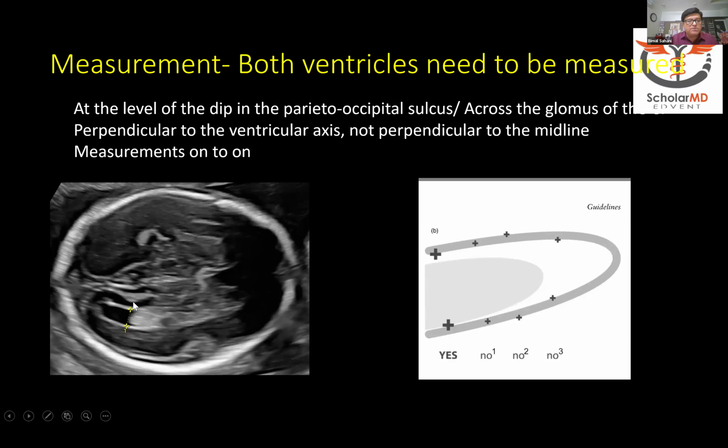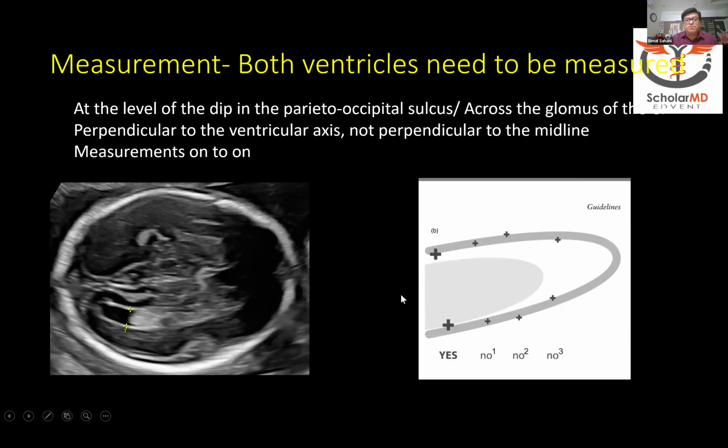This is the dip in the parieto-occipital sulcus, and this is the place where you need to measure it. But you may not see the parieto-occipital sulcus before 20 weeks, and hence even the new guidelines now say that you should measure it at the glomus of the choroid plexus. That is where the choroid plexus ends. That's the glomus, and that is where we need to measure it, and it should be measured perpendicular to the ventricular axis. It should not be perpendicular to the midline, but perpendicular to the ventricular axis.